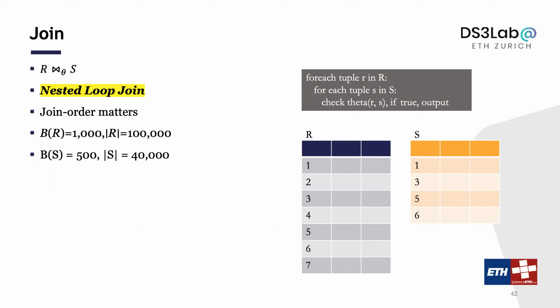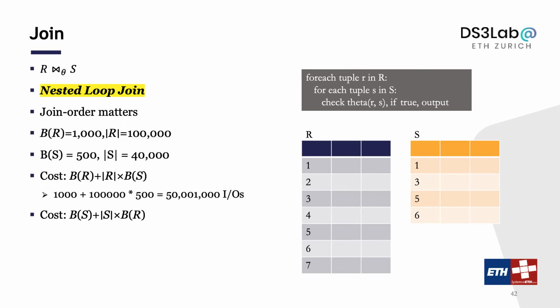Just as an example, assuming relation R has 1,000 pages and 100,000 tuples, and relation S has 500 pages and 40,000 tuples. The cost of doing R join S, putting R in the outer loop, is going to give you something like 50 million IOs. If you do it the other way around, putting S first, you are going to pay, for example, 40 million IOs. Both of them will be very, very slow, but the second one will be faster than the first one.